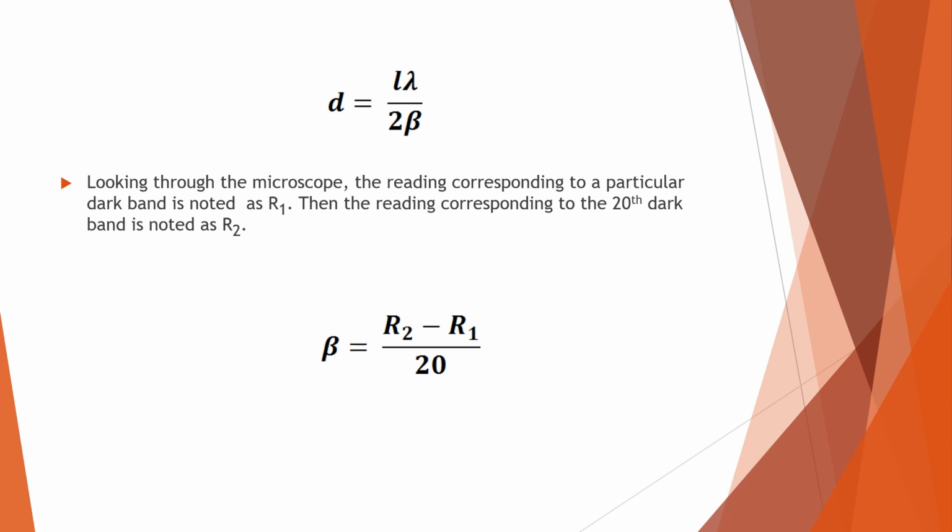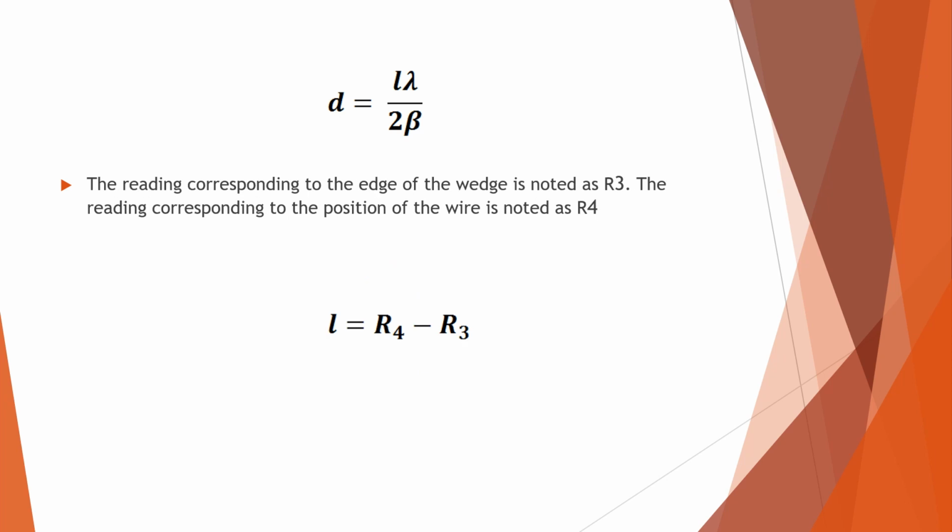Also add 2 points regarding how you will determine beta and L. If R1 is the reading of a particular nth dark band, and if R2 is the reading of the n plus 20th dark band, then beta can be written as R2 minus R1 by 20. Also, if R3 is the reading of the edge of the wedge and R4 is the reading corresponding to the position of the wire, then the length of the wedge can be written as R4 minus R3.